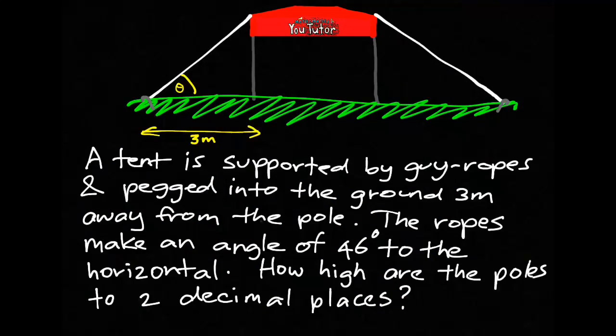Right, we've got a practical tent example for the first problem. A tent is supported by guy ropes and pegged into the ground 3 metres away from the pole. The ropes make an angle of 46 degrees to the horizontal. How high are the poles to 2 decimal places?